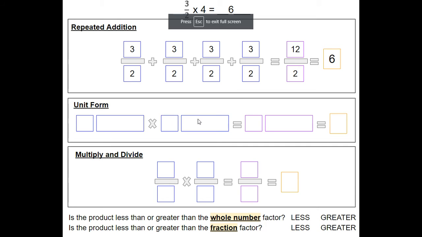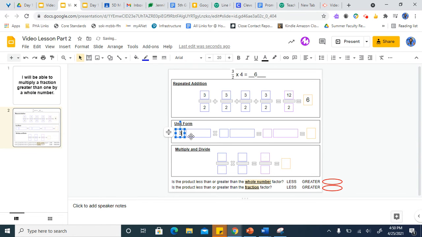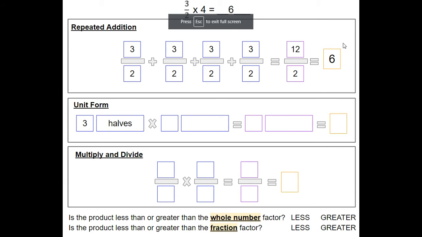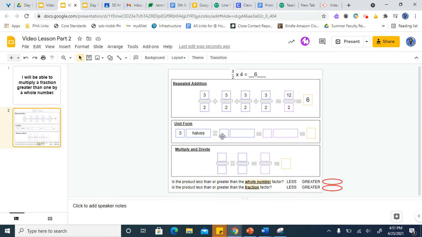Let's see if we get the same answer when we use unit form. When we're using unit form, we're going to write the numerator in front and the name of the fraction, which is the denominator, on the bottom. 3 over 2 can be rewritten as 3 halves. Now we'll be multiplying by our whole number. Remember, we can rewrite any whole number so that the whole number is the numerator on top, and then the denominator is going to be 1. So we can rewrite 4 as 4 ones.